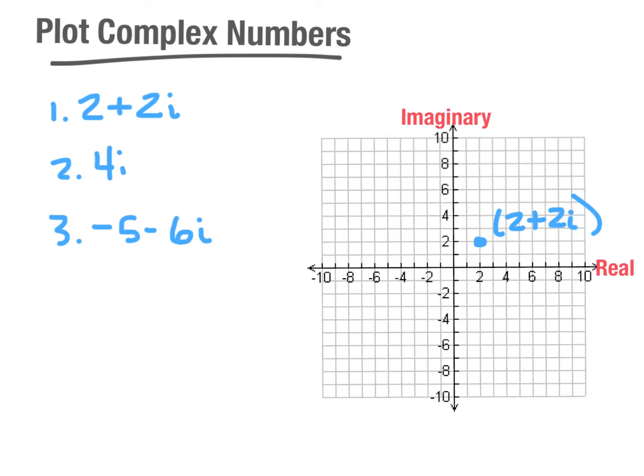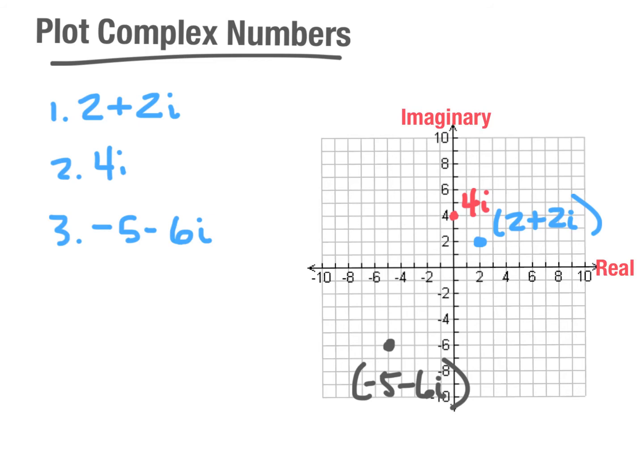All right, for the next one, for 4i, there are 0 real parts. So I'm going to stay at 0 on the real axis and just go up 4 in the imaginary. So this is the point 4i. And the last one, we have negative 5 minus 6i. So I can just go back 5 in the real, down 6 in the imaginary, and I can plot negative 5 minus 6i. So basically, whenever you're plotting, just remember this axis is real, this axis is imaginary.